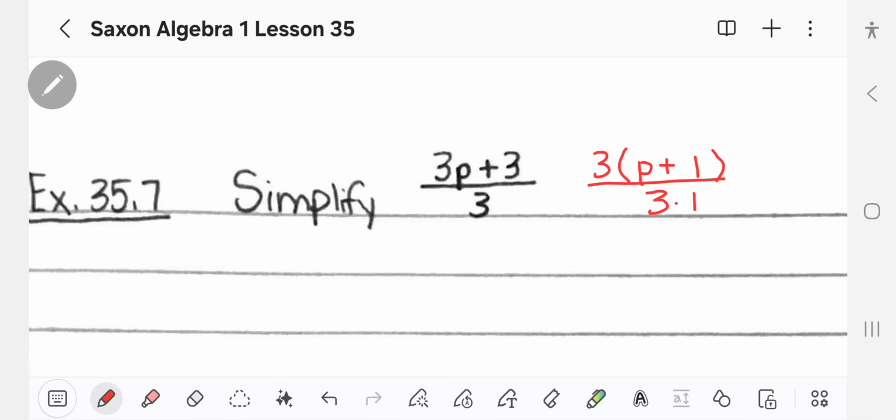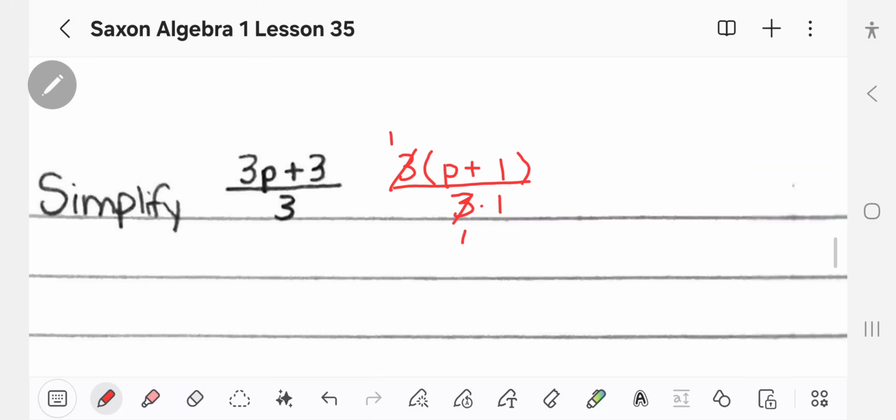So in the numerator, I have a 3 times p plus 1, and in the denominator, I have a 3 times 1. What's the common factor? It's the 3. Right? So I end up with, in the numerator, 1 times p plus 1, which is just p plus 1. And in the denominator, 1 times 1, which is just 1. But more simply put, your answer would just be p plus 1.